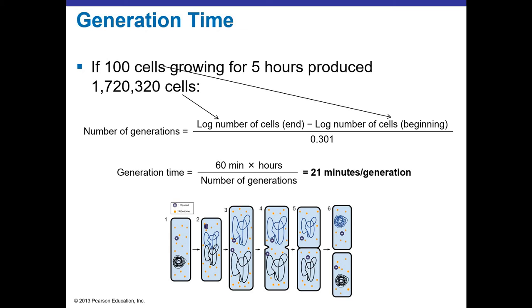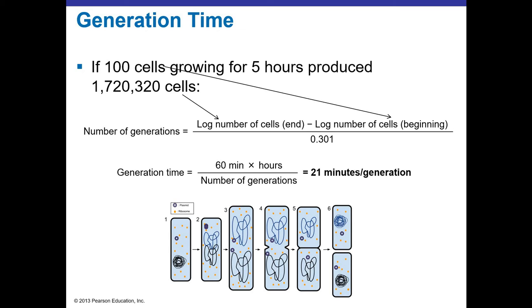So in this example, if we take 100 cells and allow them to grow for 5 hours, we get a lot of cells. We get over 1 million cells, and we need both of those numbers to plug into our equation. So first, again, we're going to calculate the number of generations. We're going to take the log number of over 1 million cells, so we have 1.7 plus million cells.